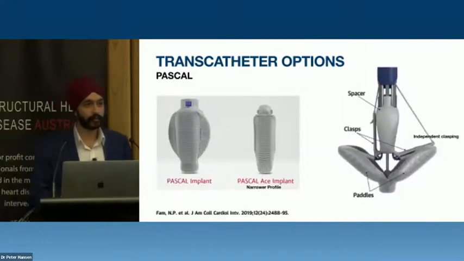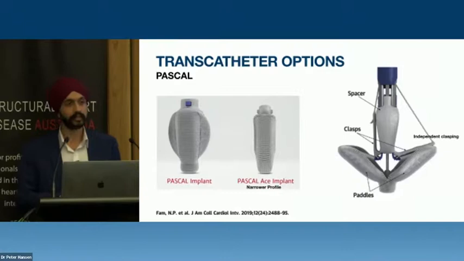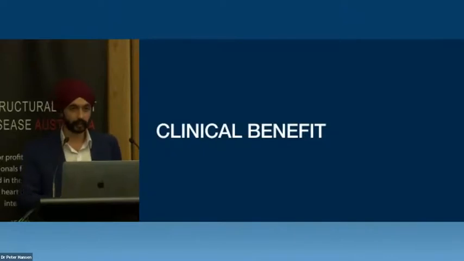Another option that's available to us, and Peter's going to present a case of this later today, is the Pascal device. So the Pascal device is unique in the fact that it's got this spacer, as you can see there on the right. The nomenclature is a little bit different as you go through the cases, you'll see. Here, instead of grippers, we've got clasps, and we've got paddles here. The Pascal does have independent clasping already. And hopefully soon we will have the Pascal Ace, which you can see on the left there, which has a much narrower and slimmer profile, and again allows us to treat different anatomies with that. So they're the options that we have in terms of devices.